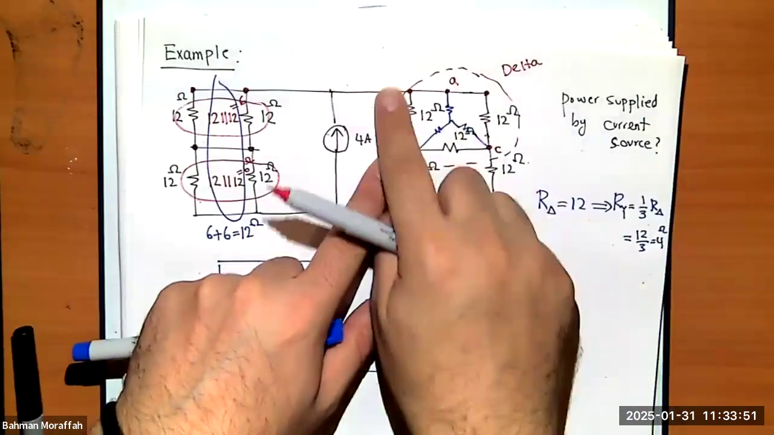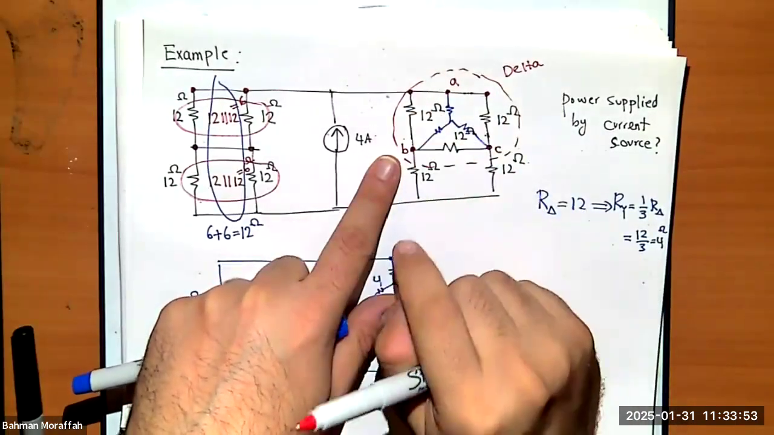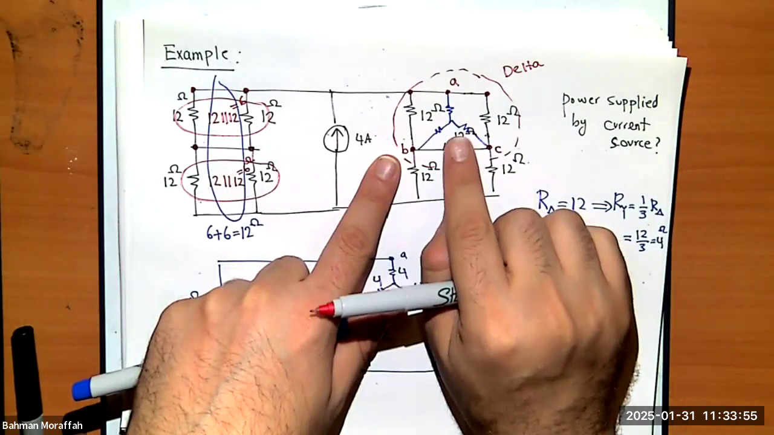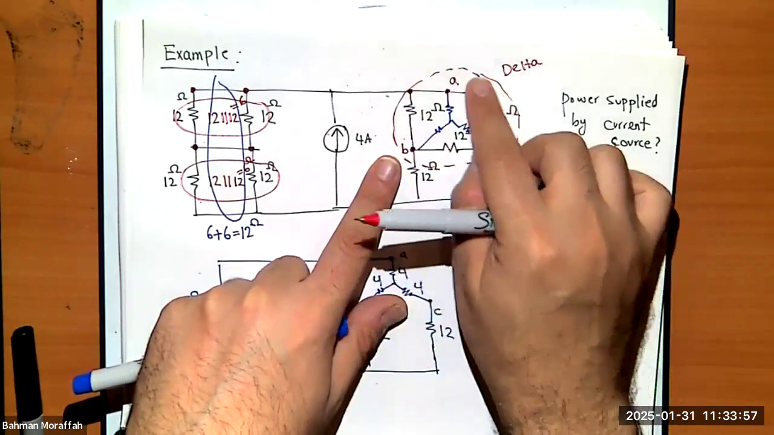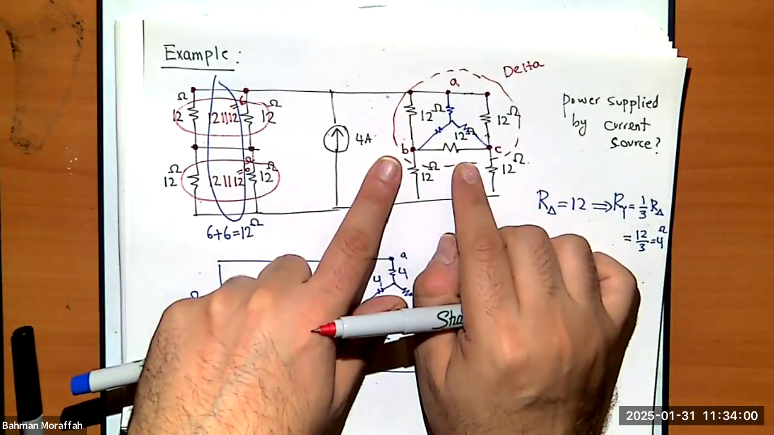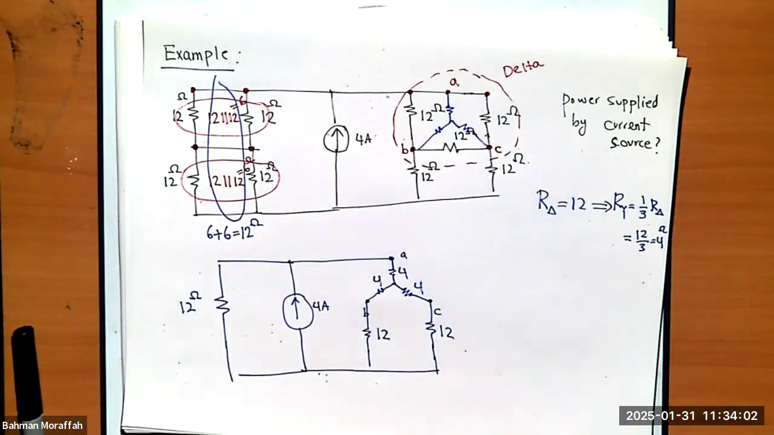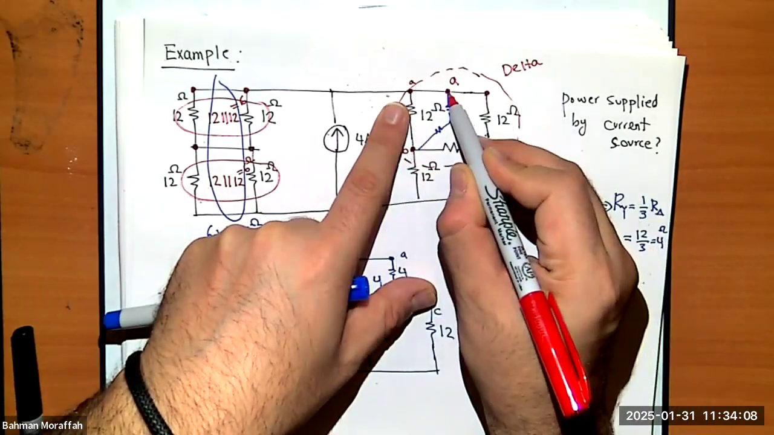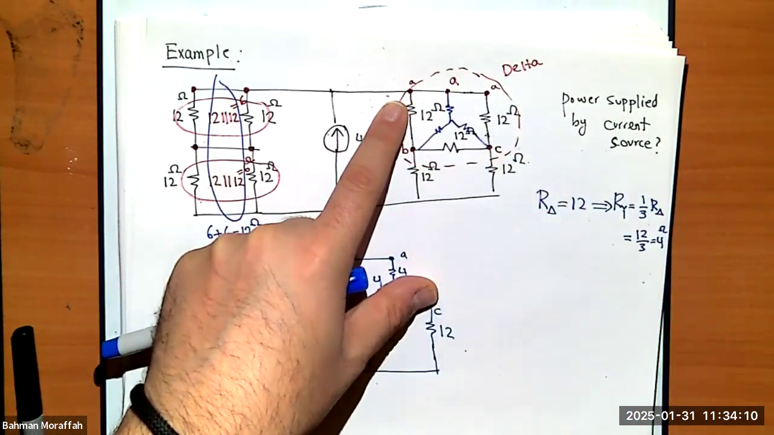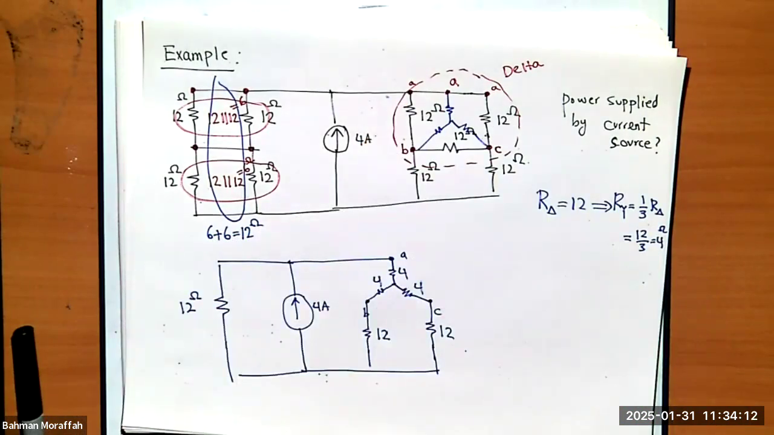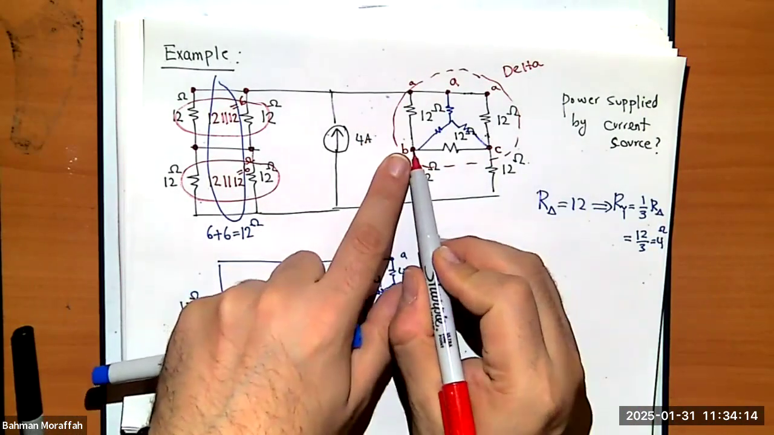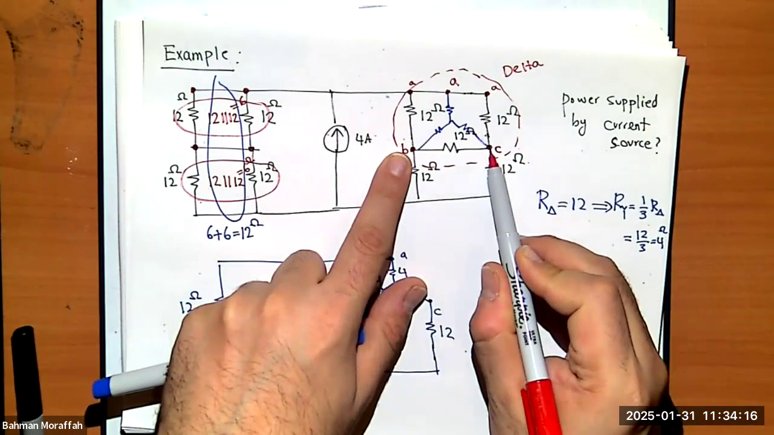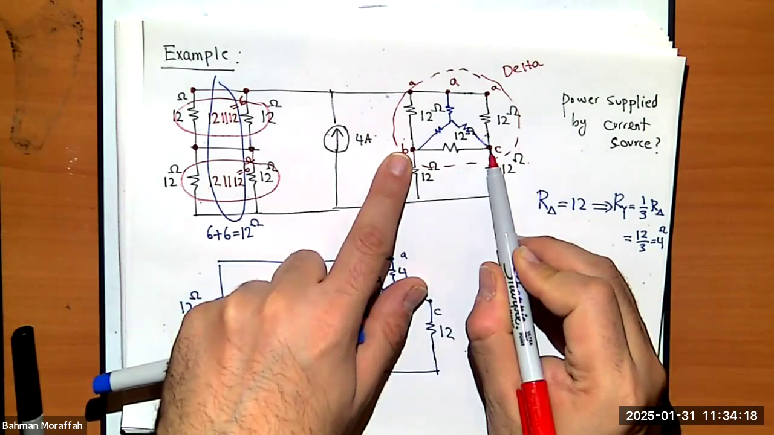So the original circuit here is the black one, right? What I'm trying to do is remove the delta and replace it by its equivalent, which is a Y circuit, right? Do you agree this point A here is the same as this point A, is the same as this point A? Because they're wire, right? I call this point B. I call this point C, right?